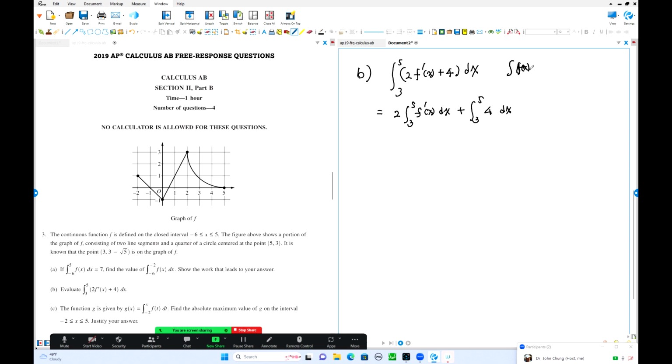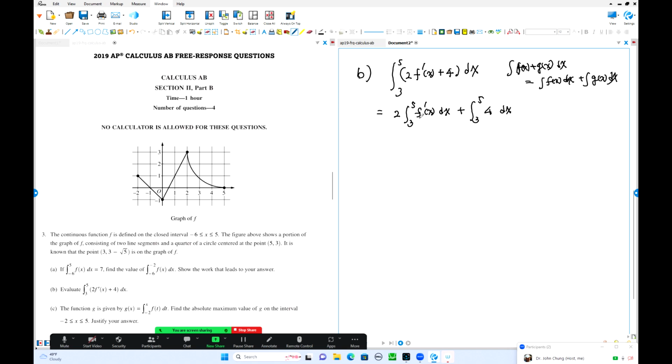The integral of f(x) plus g(x), or minus, can be separated: the integral of f(x) dx plus the integral of g(x) dx. Okay? That is a constant. Do you remember? For k times f(x), the constant k can move to the front. You already know that property of the integral, right?